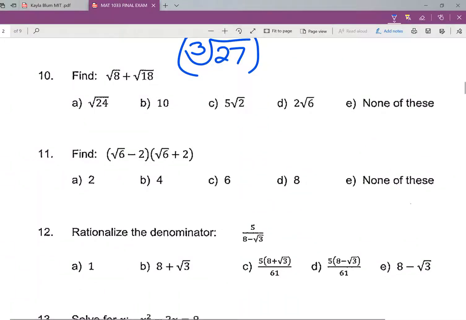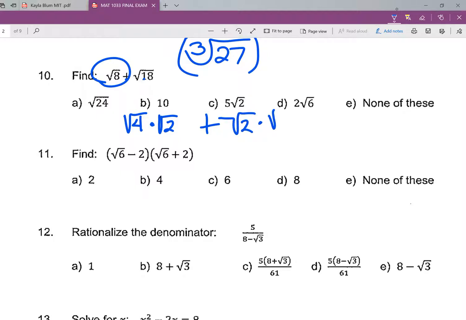Okay, number 10. Number 10, we're adding the square root of 8 plus the square root of 18. Now, what we need to do here is find a value that is shared among the two. If I look at this carefully, I have the square root of 2, so I could do square root of 4 times square root of 2, that'll give me square root of 8. Plus, since I'm using square root of 2, this would also give me a product of square root of 9 times square root of 2, which is square root of 18. These are both perfect squares.